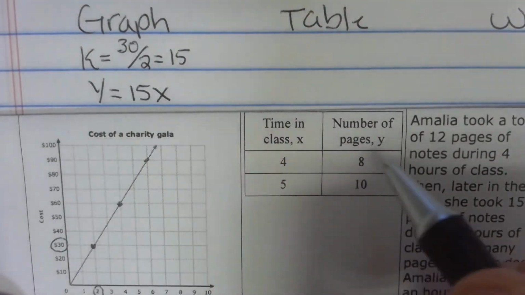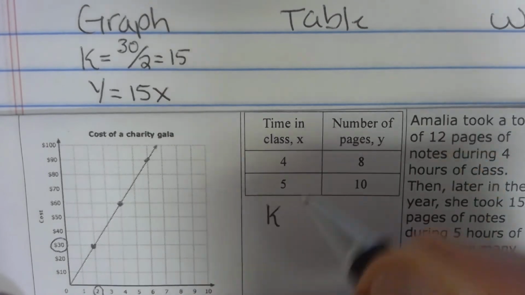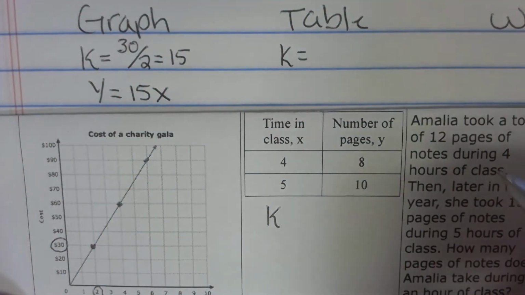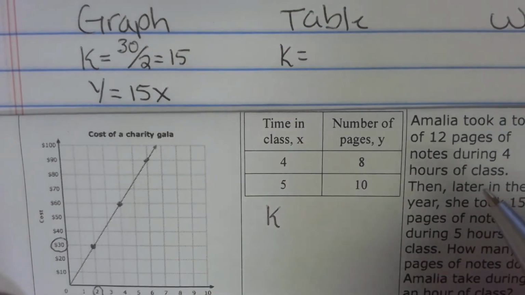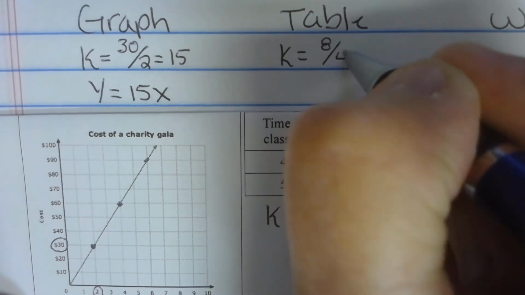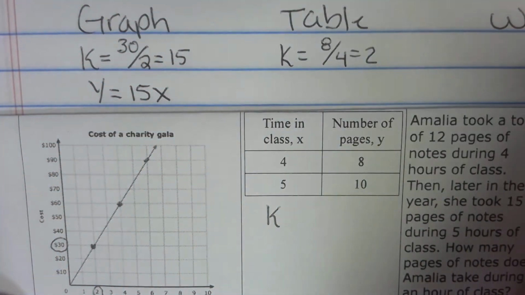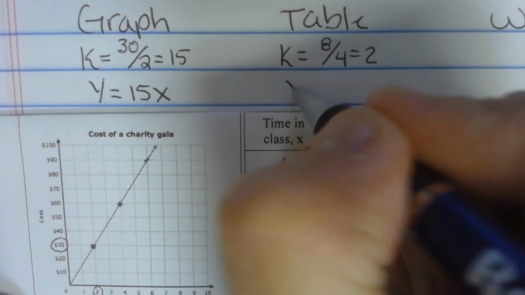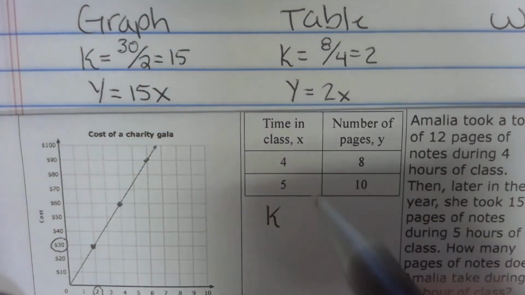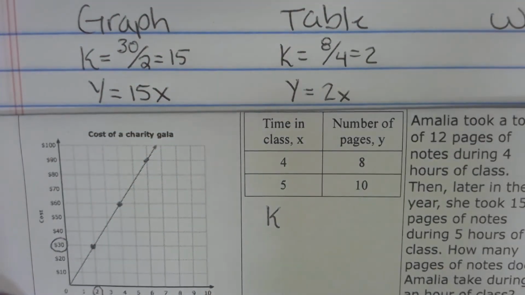Y's are here, X's are here. k equals, I can pick either one that I want. I'll just do the 8. 8 divided by 4 is 2. And now I'm going to plug that 2 in to make an equation that represents this table.